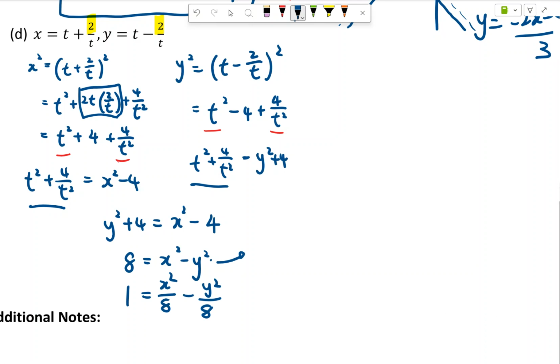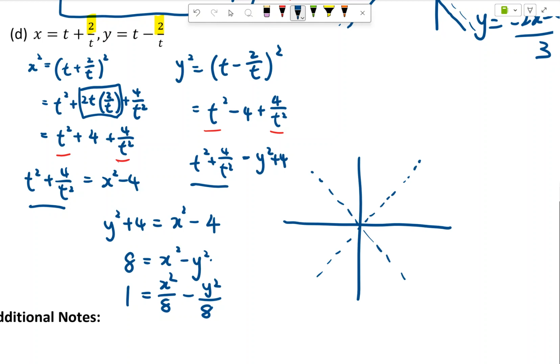So this is a hyperbola. This is an east-west hyperbola, with a center 0, 0. And then the asymptotes are y equals x and y equals -x. So an east-west hyperbola is going to look like this and this. Make sure it's symmetrical.